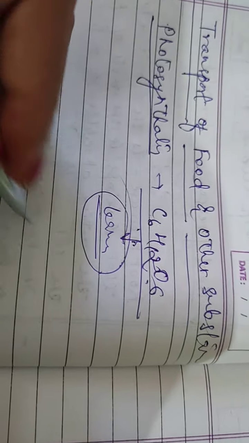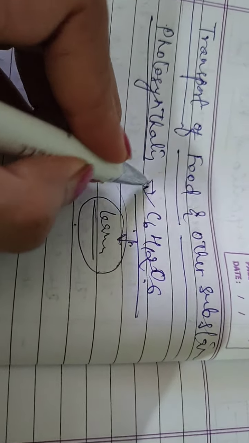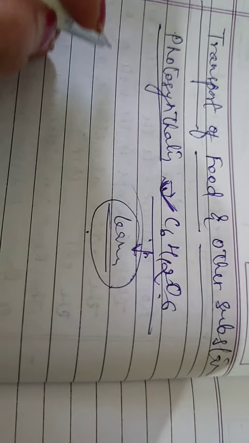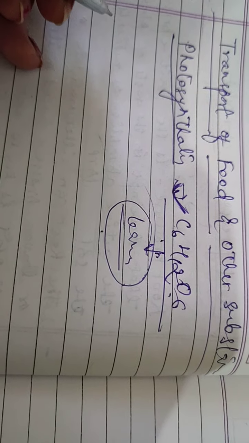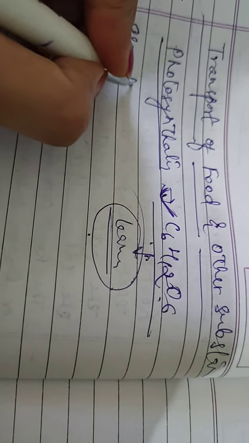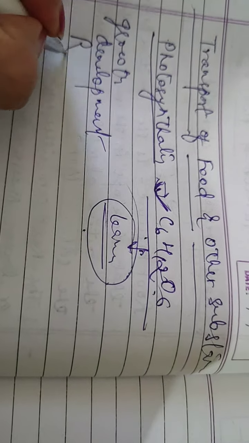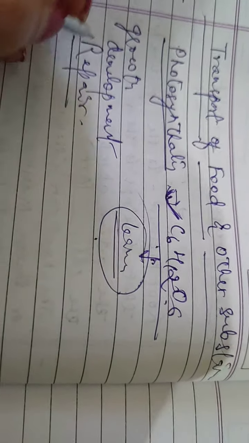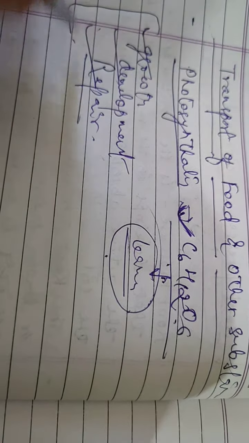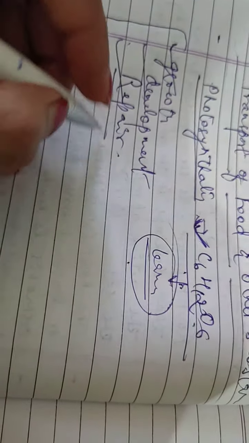But the whole plant needs this for its nutrition. So those compounds are also needed by other plant parts for growth, development and repair of damaged tissue. Growth, development, repair: you have to remember these three things. Hence they are transported with the help of a special tissue called phloem.